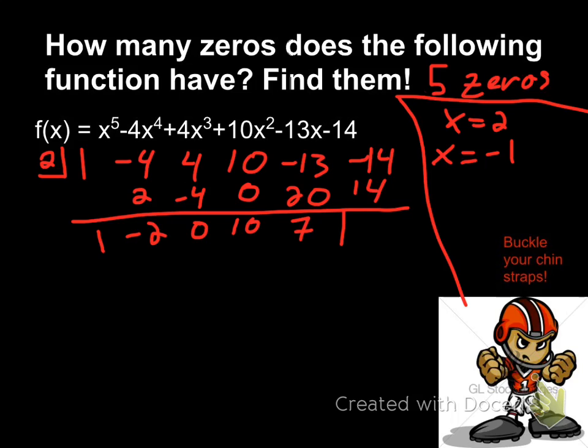And what do I get for my remainder? 0. Good. So we were right. 2 is a zero. We've divided it out. And now we suspect that -1 is not just a zero, but a repeating zero. So let's suppose we didn't know that it was a repeating zero. We just said, hey, it crosses at -1.